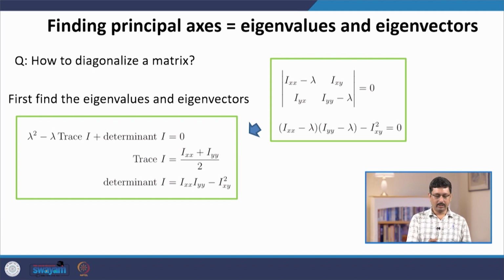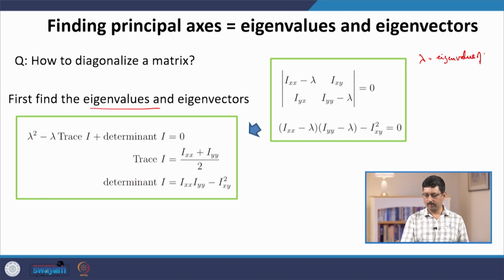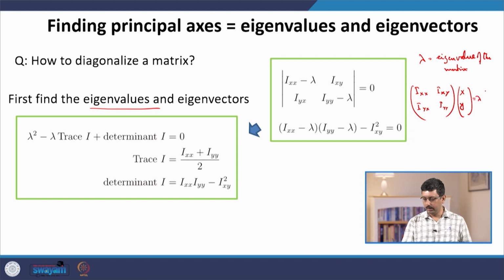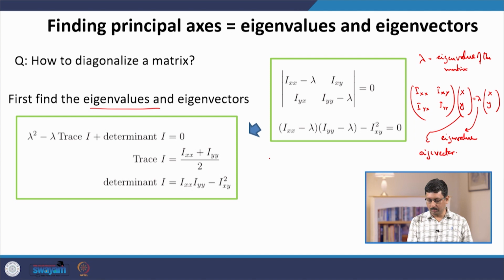There are two steps. The first step is to find the eigenvalues. So, you take this matrix and suppose lambda is an eigenvalue of the matrix. It satisfies this particular equation: the matrix with entries Ixx, Ixy, Iyx, Iyy, times some particular vector which we denote as (x, y), is lambda times the same vector. This is the eigenvalue and this vector is called the eigenvector.